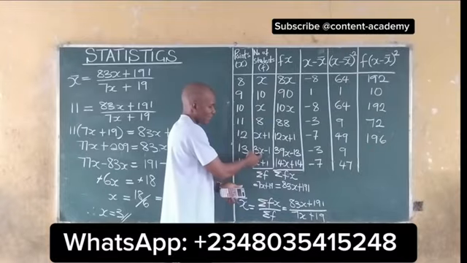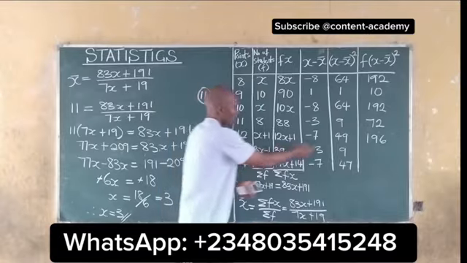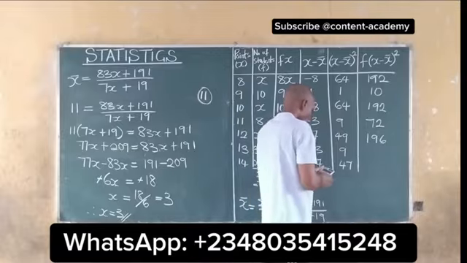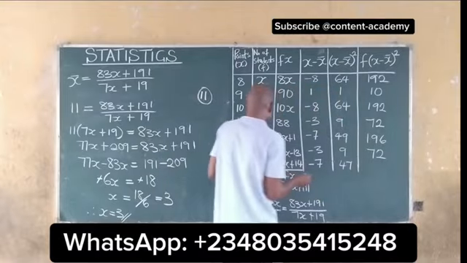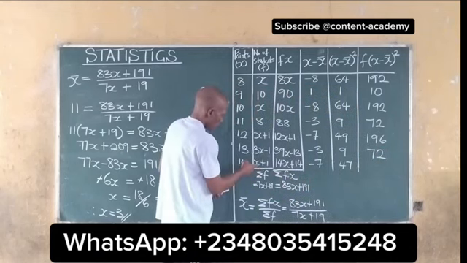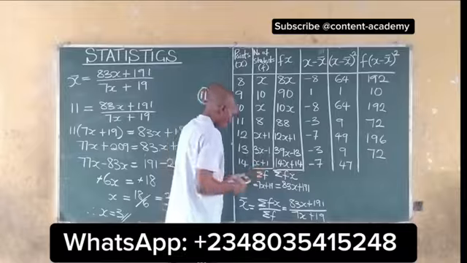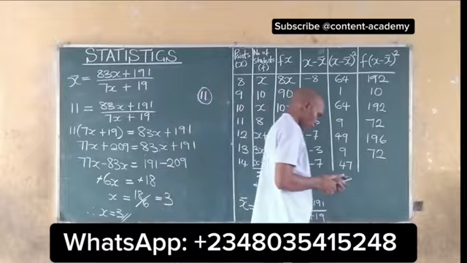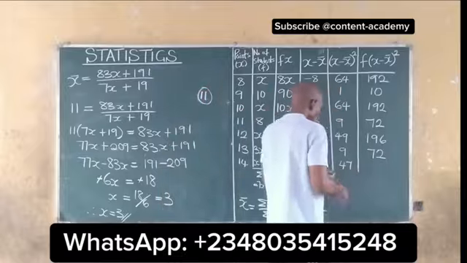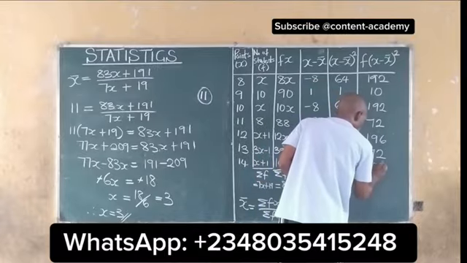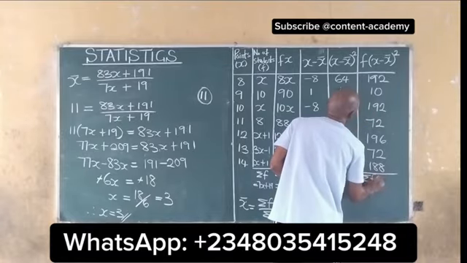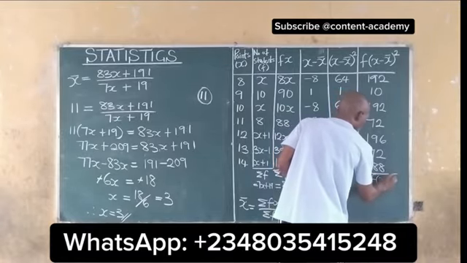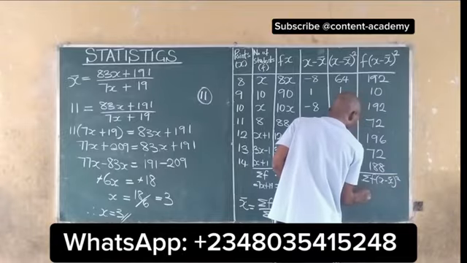3 multiplied by 3 is 9. 9 minus 1 is 8. 8 multiplied by 9 is 72. And the last we have is 3 plus 1, which is 4. 4 multiplied by 49. 4 multiplied by 49 is 196. So we just find the summation of f of x minus x bar squared, which is equal to.